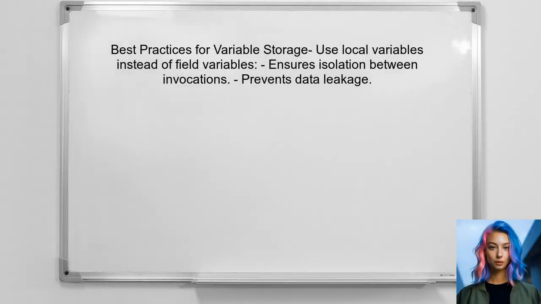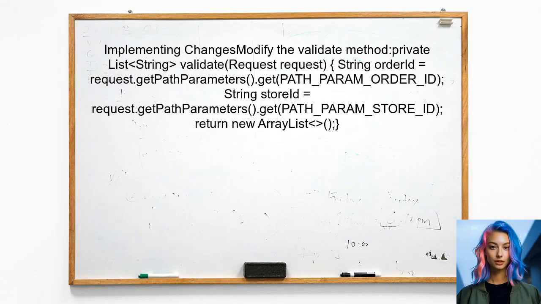To avoid issues, it is generally recommended to use local variables within the method scope. This ensures that each invocation of the function has its own separate instance of these variables. Finally, the user can implement this change by modifying the validate method to declare order ID and store ID as local variables. This way, they will be created anew with each function call.